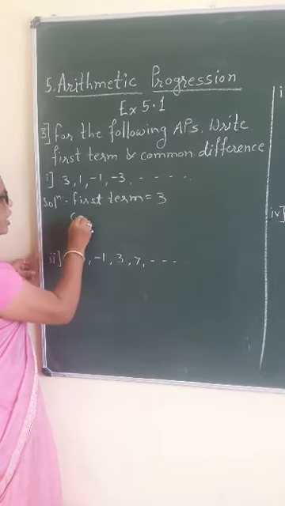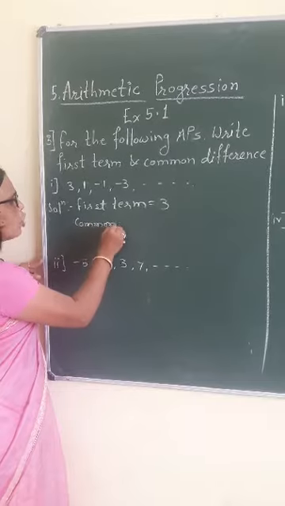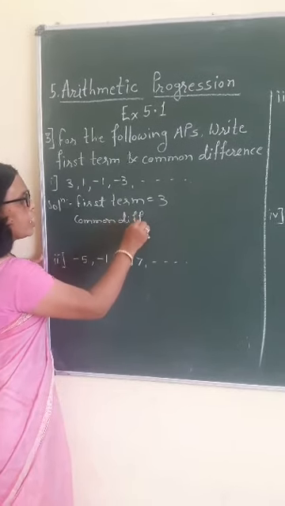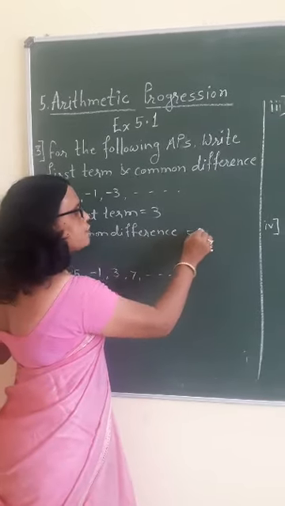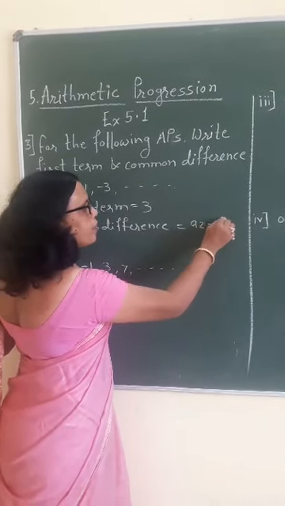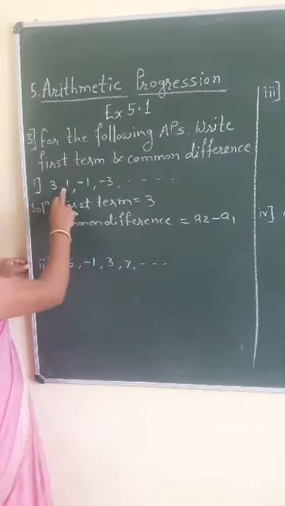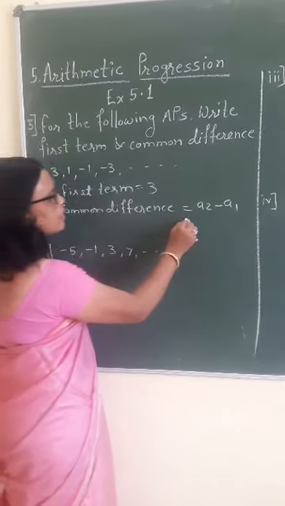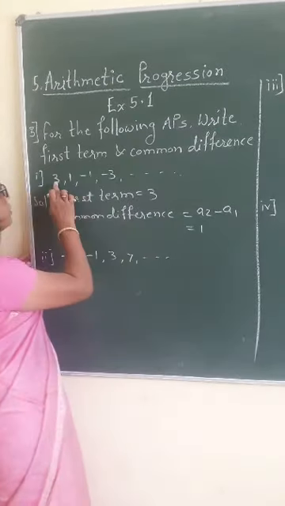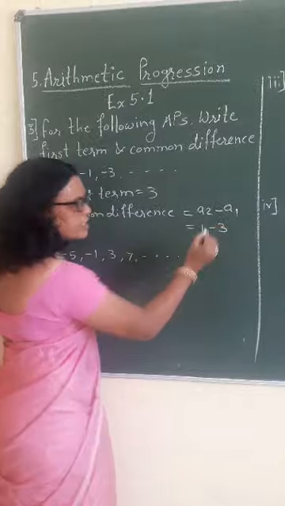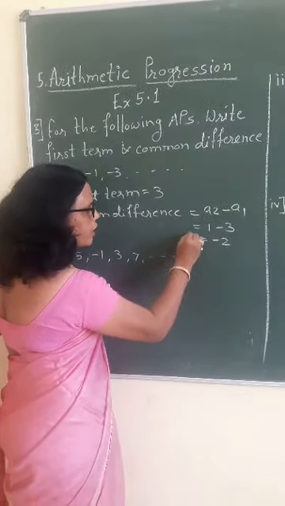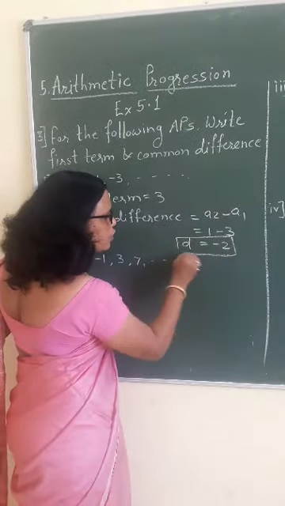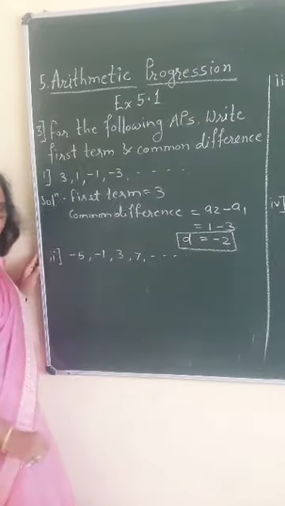They have asked us to find the common difference. The common difference formula we saw yesterday, that is A2 minus A1. What is A2? The second term is 1, and what is A1? The first term is minus 3. 1 minus 3 means minus 2. So what is the common difference? Here in this problem we got minus 2.